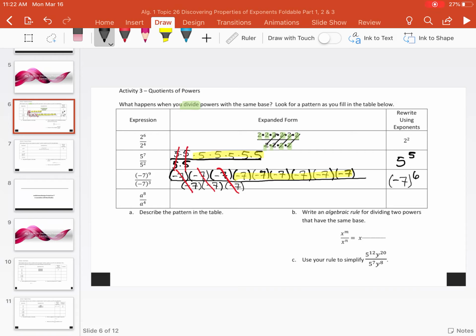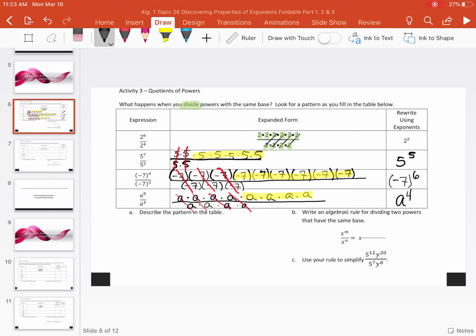Now again, we can do the same thing with variables. We'll expand a to the 8th. We get a times a times a times a times a times a times a times a, and divide that by a times a times a times a, and we'll reduce them. Once we see the same number in the numerator and the denominator, they reduce to 1, so we can cancel them out. And we're left with this value here, which is the same thing as a to the 4th.